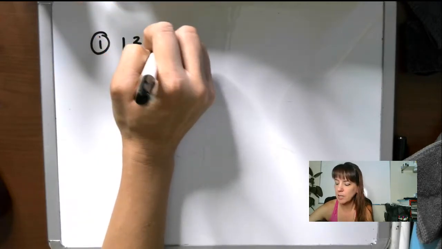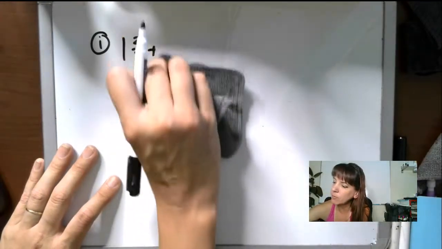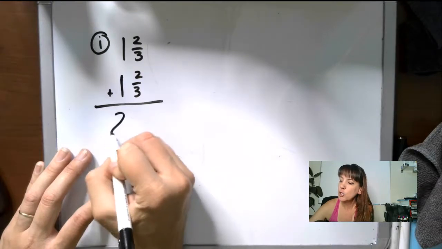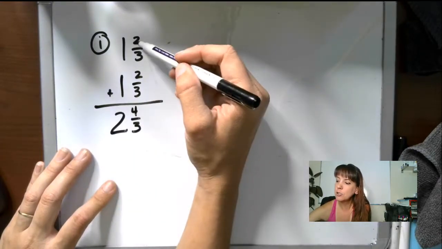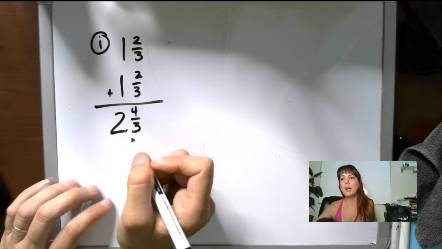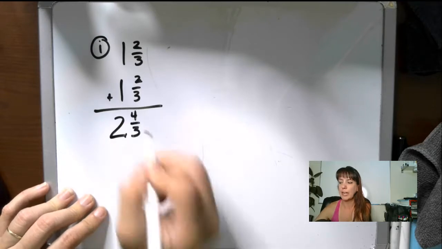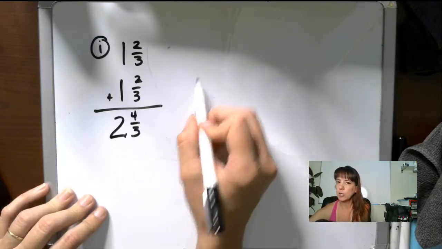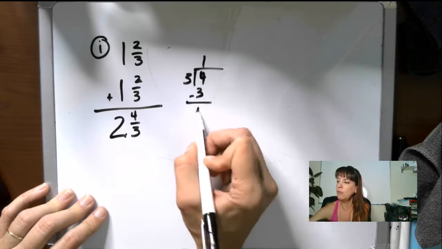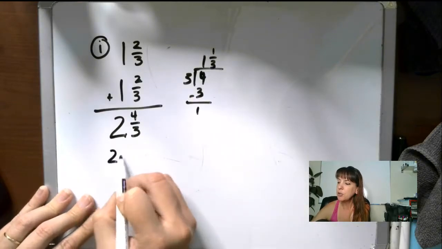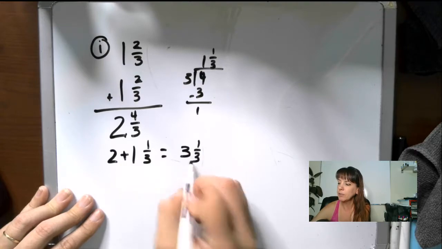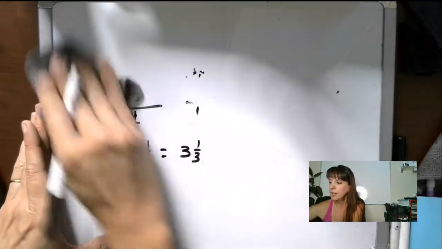1 2/3 plus 1 2/3. Again, it's written horizontally. I'm going to write it vertically. So we get 2 4/3, because 2 plus 2 gives us that 4, and then we just keep our denominator the same, right? With this, again, I've got to deal with this fraction bit here. So side work over here: 3 goes into 4 one time with a remainder of 1, which is 1/3. So 2 plus 1 1/3 equals 3 1/3. All right, that was I.